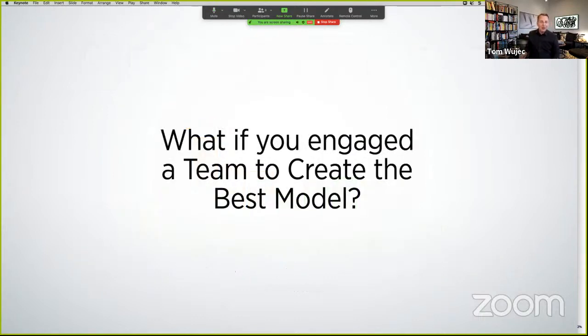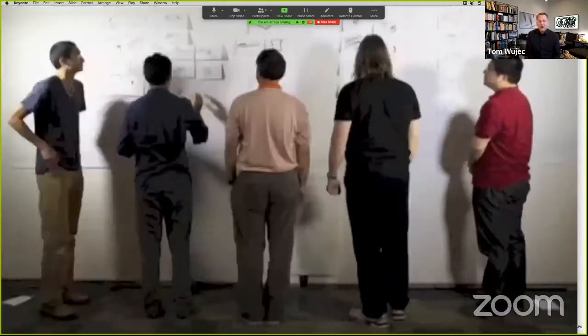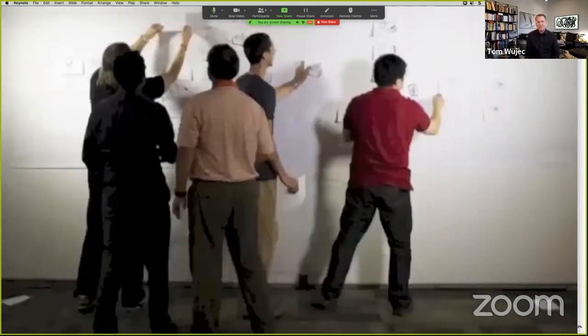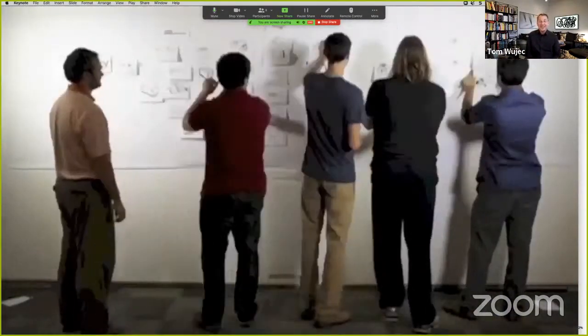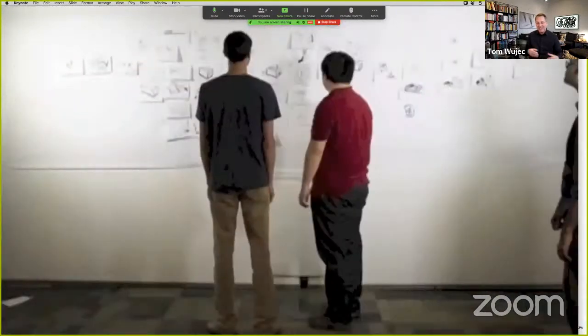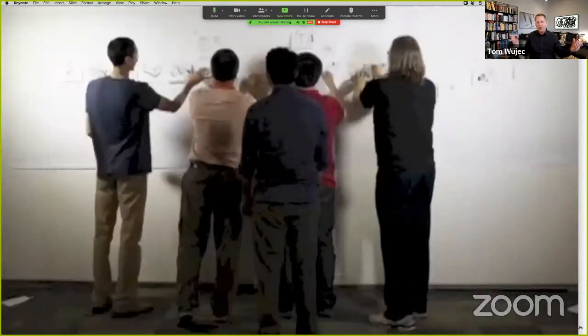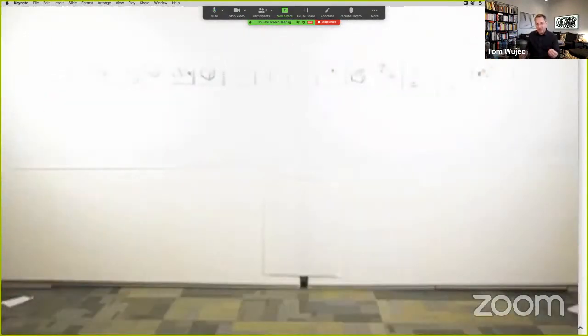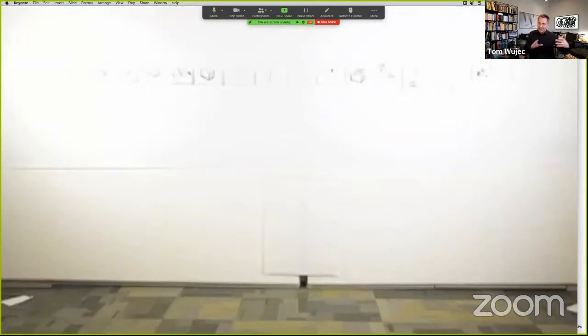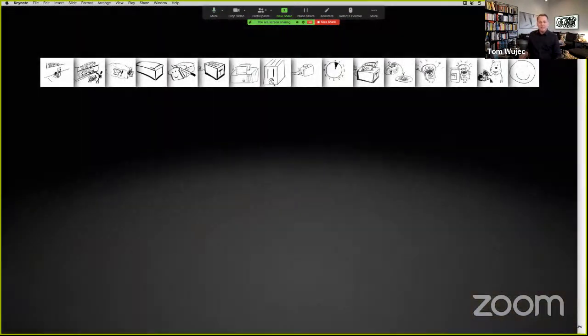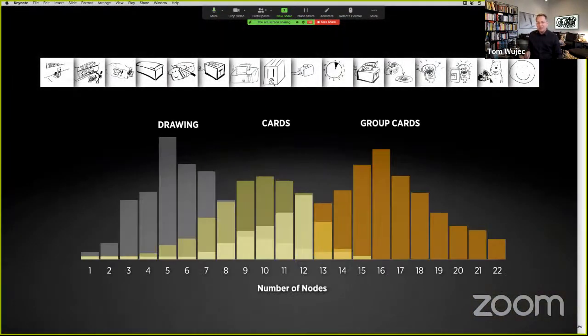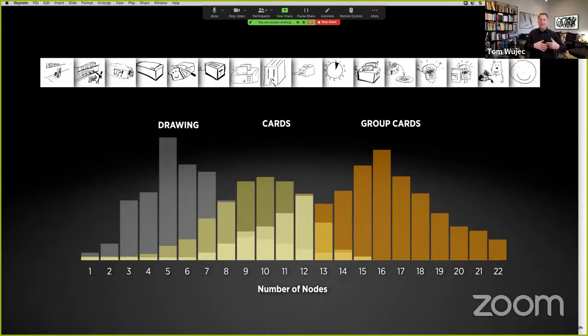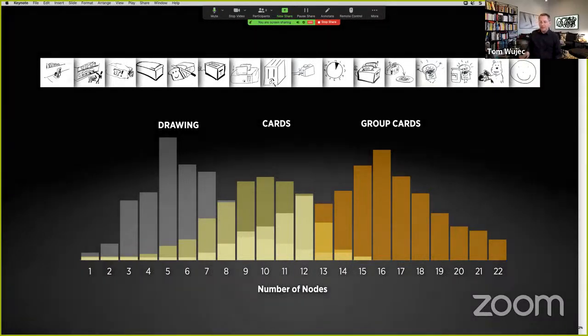So what if you engaged a whole team to create the best possible model? So what if you had 5 people all with their own mental models of how to draw toast? It typically starts off as a mess. And then through some facilitation, guiding people to normalize them, bring similar nodes together. And what happens in that collaborative process is many things. People get to see and acknowledge and build on and compare and contrast other models, but they typically build the richest and most complete models because they incorporate the diverse opinions from other points of view.